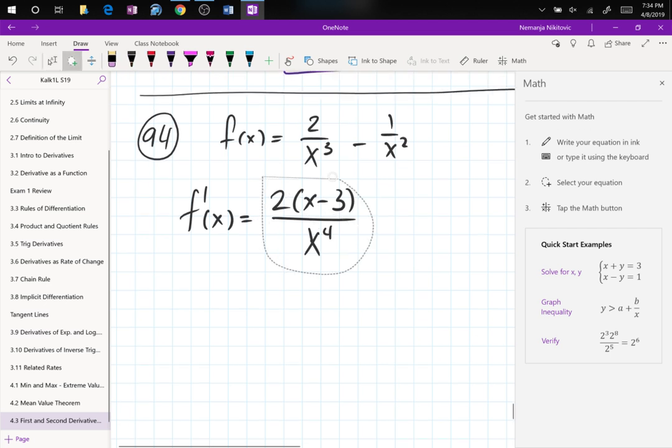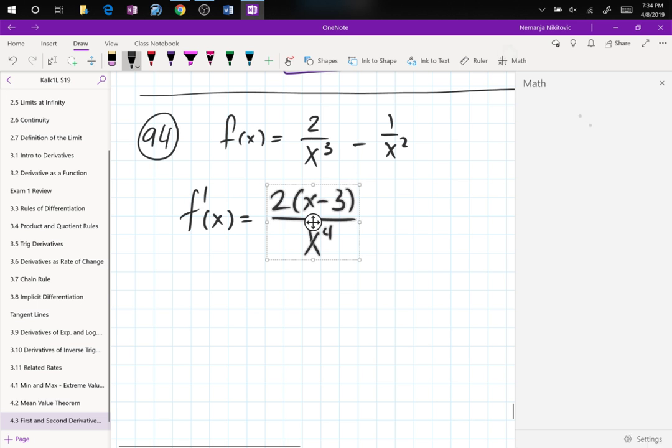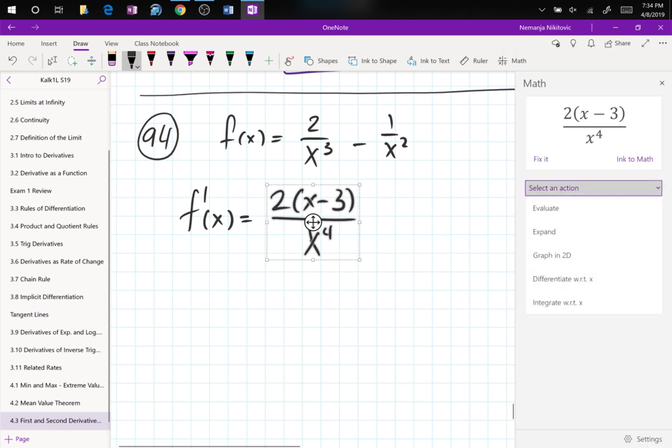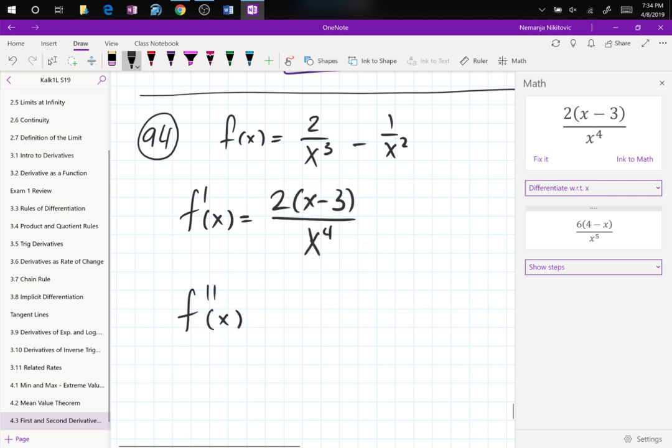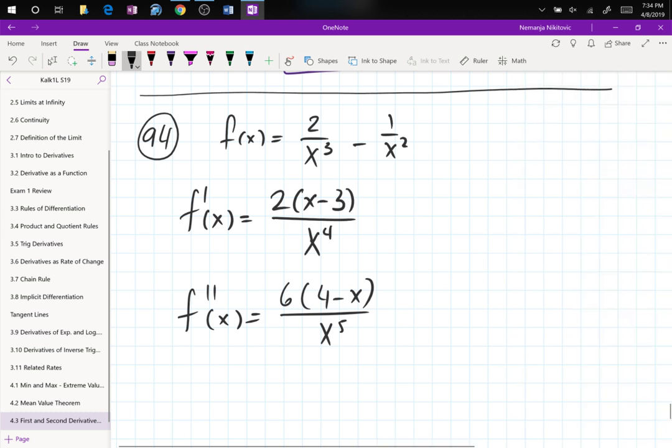Then I select this, and I push math again, and I differentiate in respect to x, and it gives me the second derivative. Who would know, huh? Okay, kill that.